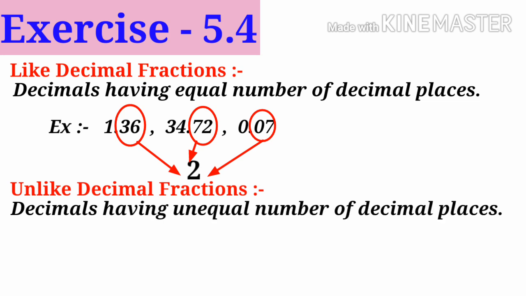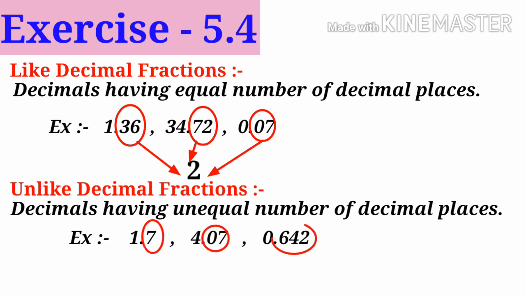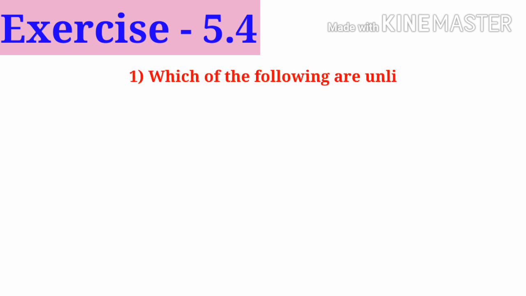Unlike decimal fractions, decimals having unequal number of decimal places. Example 1.7, 4.07, 0.642. Observe that there is only 1 digit in the first, there are 2 digits in the second decimal fraction. There are 3 digits in the third decimal. All are unequal, so unlike decimals.